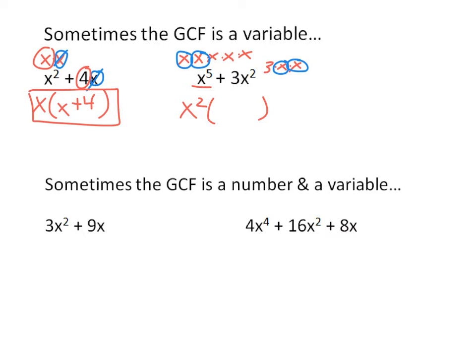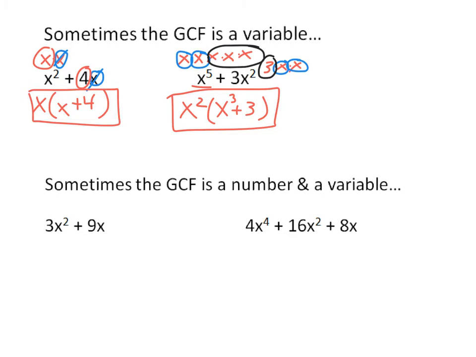Well, notice we're left with x times x times x, which is x to the 3rd, plus, over here, I'm left with a 3. So that is factored, or the GCF has been factored out.